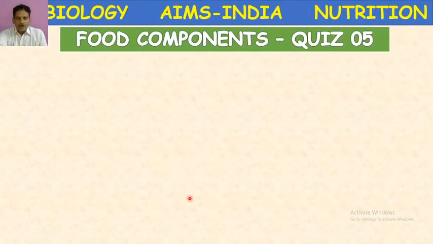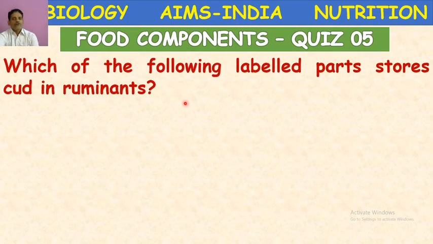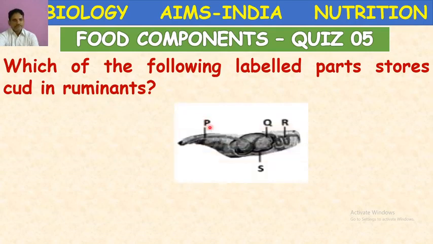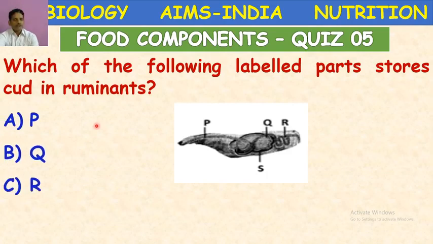So far, we discussed briefly the ruminants digestive system and human digestive system. Now, try to answer quiz number 5. Those who are in live chat, be ready. Which of the following labeled parts stores cud in ruminants? This is the figure representing the ruminant stomach, cow stomach. Part P, part Q, part R, part S.